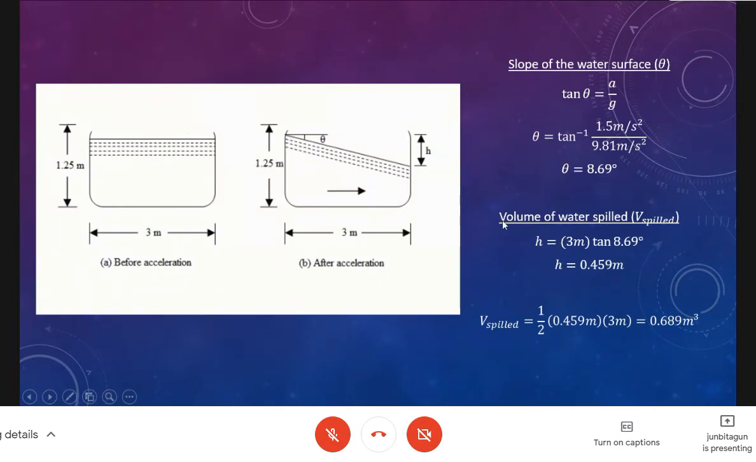So in this case, the volume of the spilled water would just be the area that was lost here times the thickness. So 3 meters would be this one. And then the angle theta that was solved before, you can use tangent theta again. And now, getting the height, it would be 0.459 meters. And get the volume, it would be 1/2 times the height times 3 meters. But wait, no.